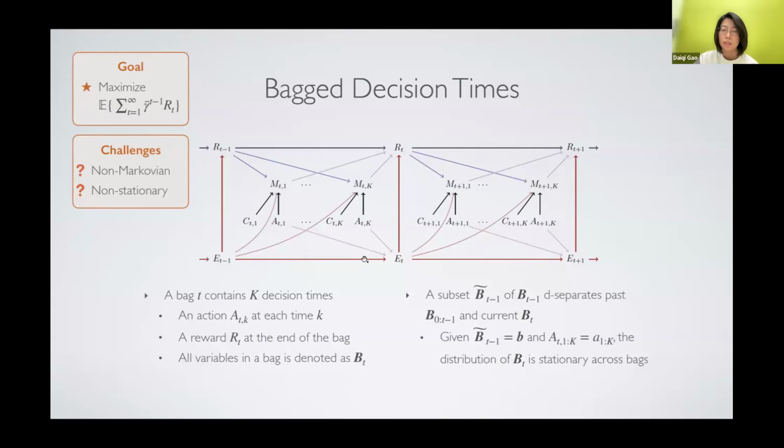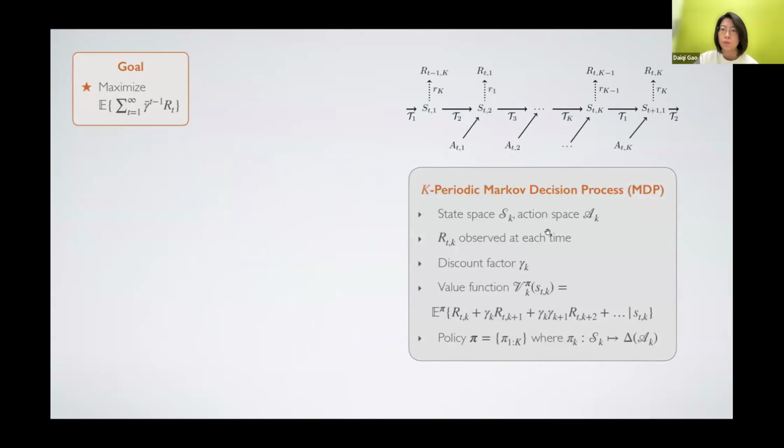But utilizing the assumption that the same bag structure is repeated over time, we can notice that there is actually a periodic structure here. So that's why we try to fit it into a periodic Markov decision process. Intuitively speaking, periodic MDP allows non-stationarity within a period. So the state space, action space, reward, discount factor, and transition functions can all depend on the time index within a period. But the same structure for a period will repeat over time.